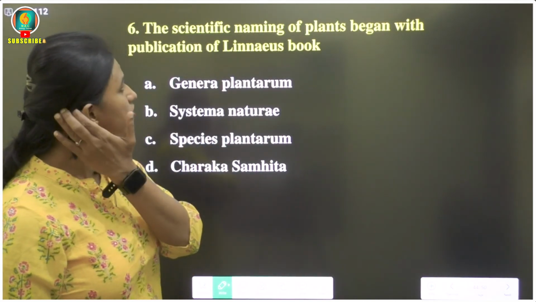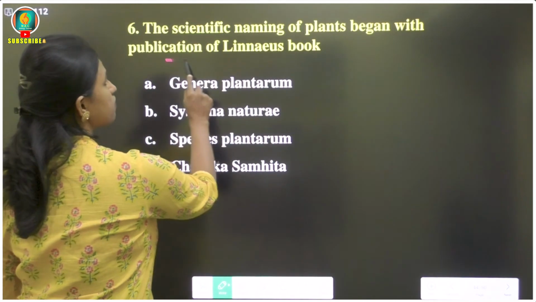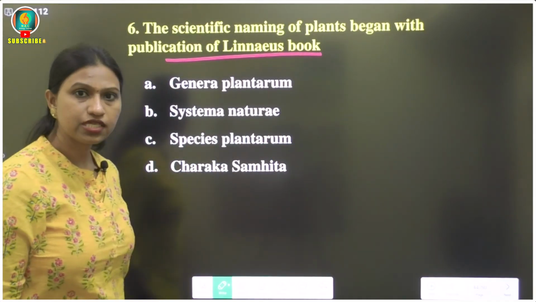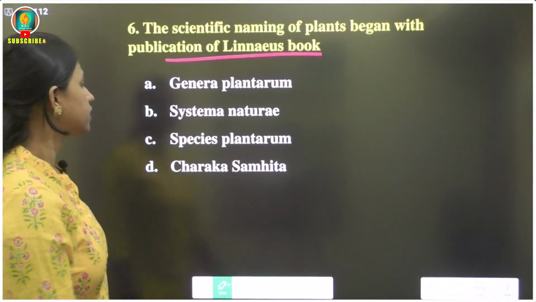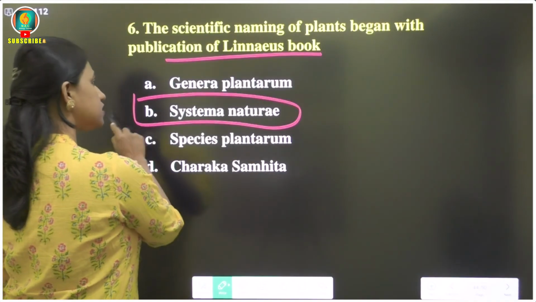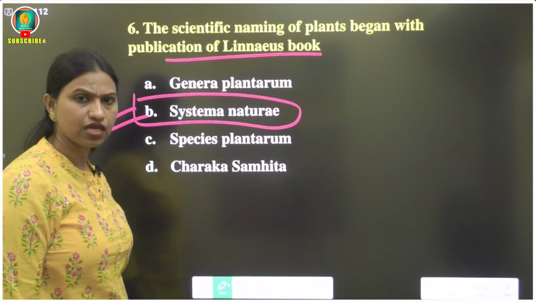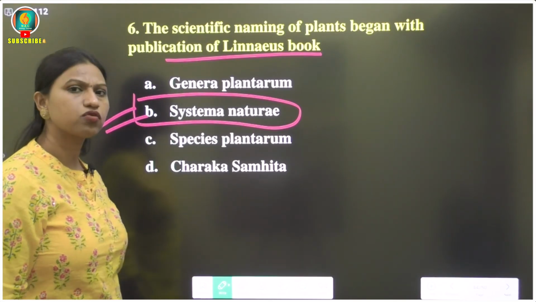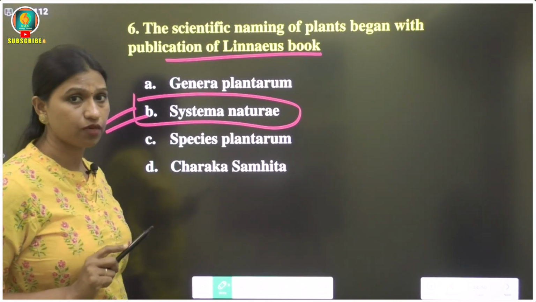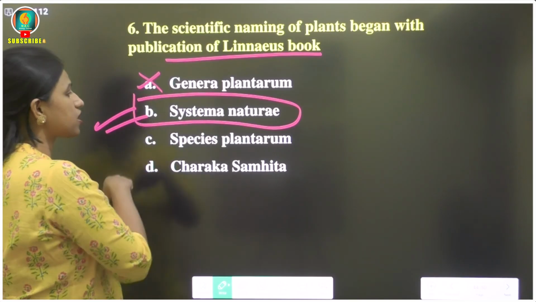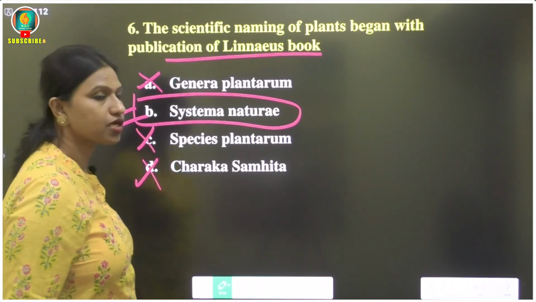The scientific naming of plants began with the publication of Linnaeus' book. Which book has Linnaeus published? I said Systema Naturae. Correct? So Systema Naturae is the answer. This is also given in NCERT. I am not telling anything apart from NCERT, out of NCERT. Everything is there in NCERT only, but we should be smart enough to think about that. Okay, it's not Genera Plantarum, Species Plantarum, or Charaka Samhita.